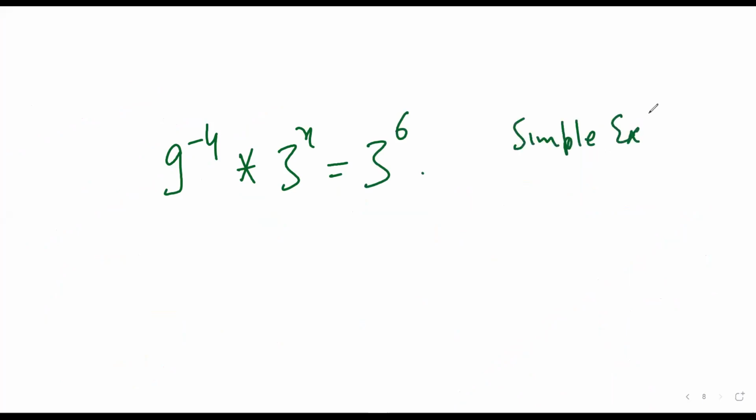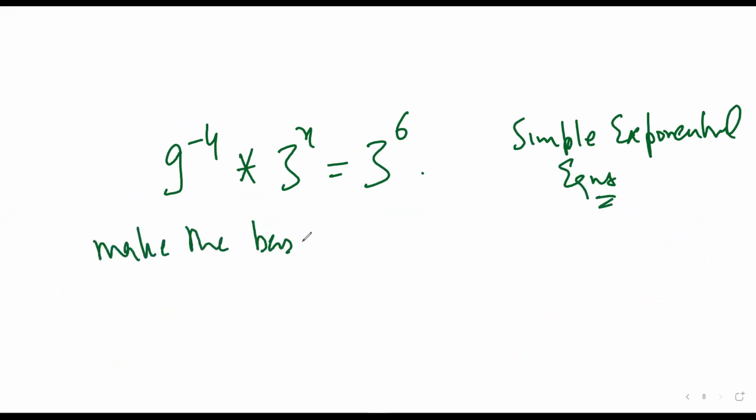Please try to understand. 9 raised to power minus 4 into 3 raised to power x is equal to 3 raised to power 6. In the simple exponential equations that we are doing, all that you need to do is make the bases same. So what this means is that I will try to make this 9 in terms of 3. Mr. Sarthak, how can I do that? So you can find the prime factors.